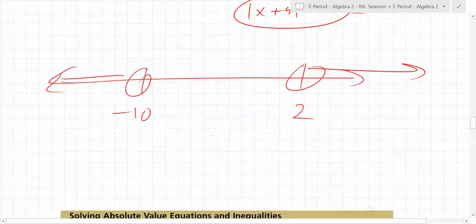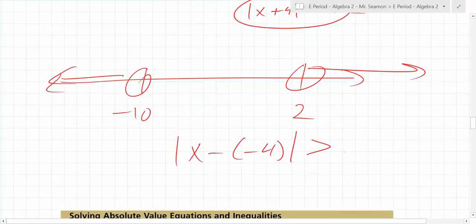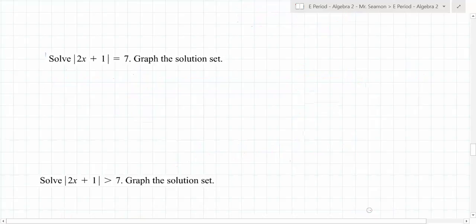Open. What would change? It would be x minus -4 still, right? But it would be greater than 6. It wouldn't be equal to because they're not closed, and it's going away, so it's greater than. You want to keep getting bigger.